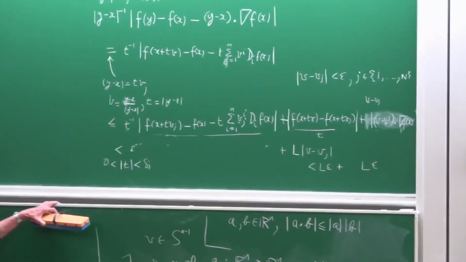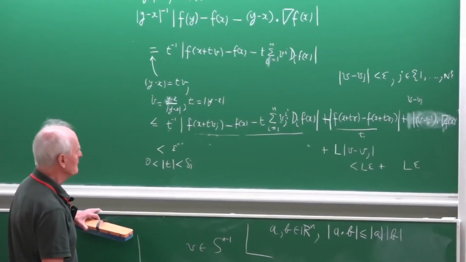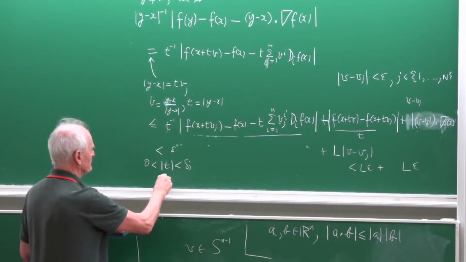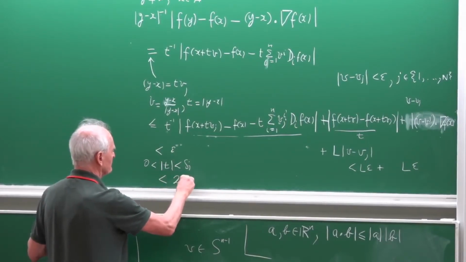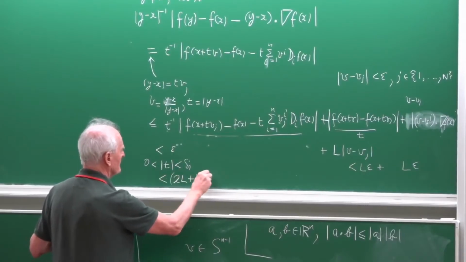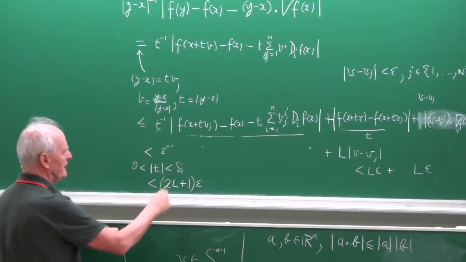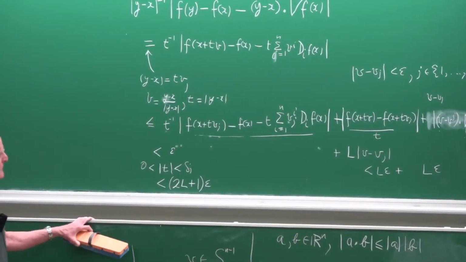So let's see, let's add up. How many epsilons did we get altogether? We got 2L plus 1 times epsilon. And the trouble is this depends on J, and we don't want that. We don't want a dependence on J.